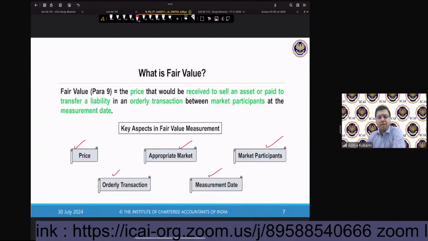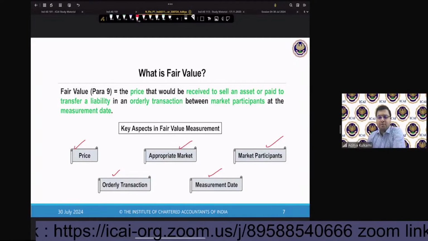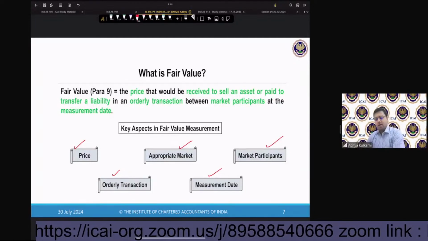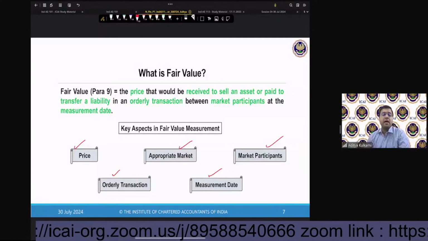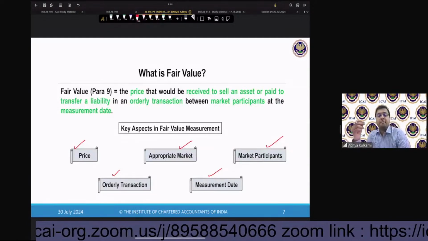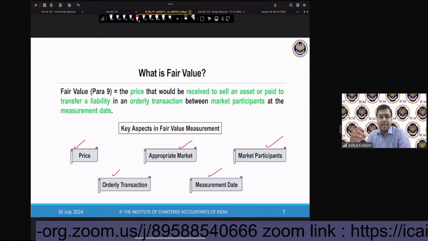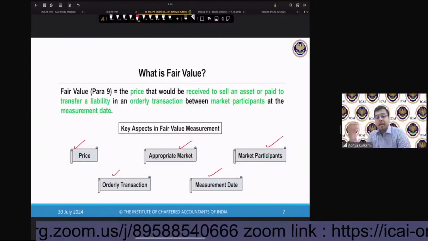So if we briefly run through these five limbs of the definition, when we talk about price, it is clearly stating that it is an exit price. How do I know it is an exit price? It is the price received on selling an asset or the price paid to transfer a liability.